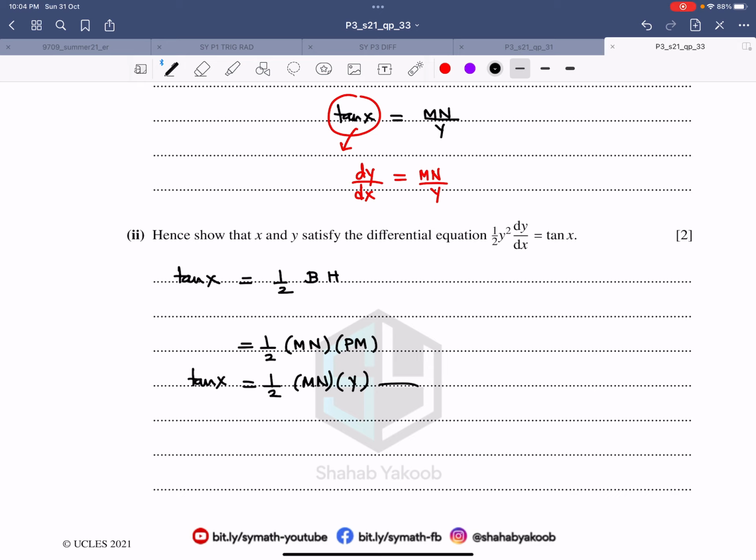Now this is one piece of info that I got. Let me label this thing as equation 2, because the first equation is this one. That is the first one. Now, how do I reach this conclusion? That is this equation: half y square dy by dx is equal to tangent of x.